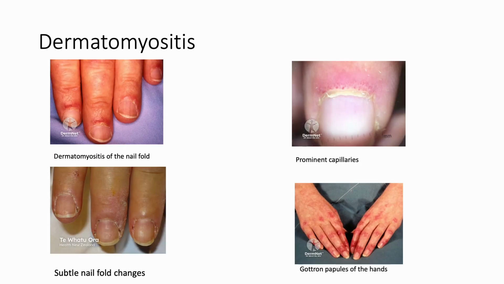Here are some images of the nail changes in dermatomyositis. Nail fold changes can be fairly subtle and require in-depth clinical examination. There are often non-specific changes of paronychia, periungual erythema, and prominent capillaries. Diagnostic clues can be seen on the rest of the hands, such as in the image on the bottom right, which is showing Gottron's papules.